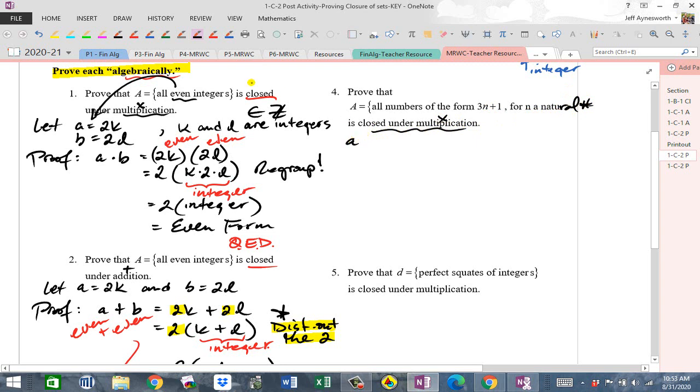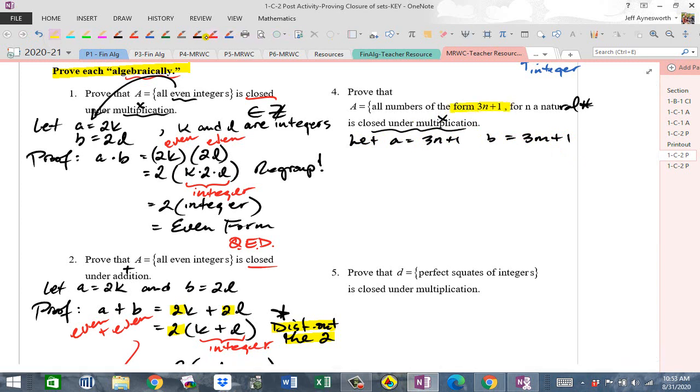So you start off by picking 2 numbers. Let A equal 3n plus 1, and B equal to some different one, 3m plus 1. Those are the same forms, where n and m are integers. There we go, and then you start your proof.